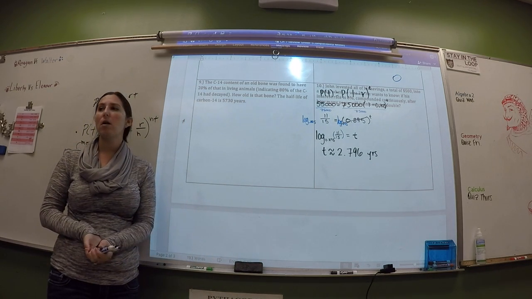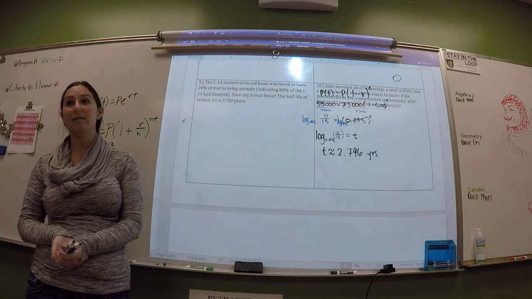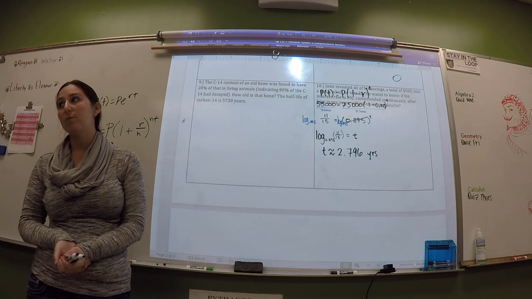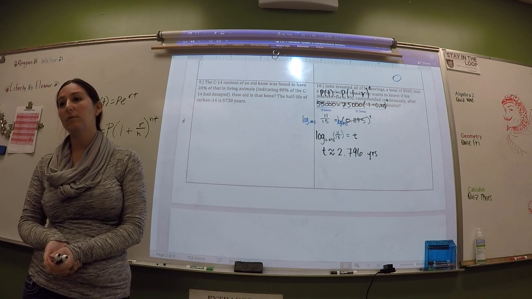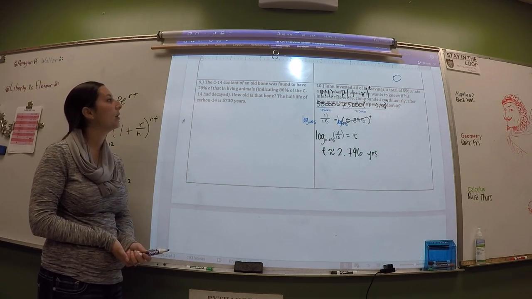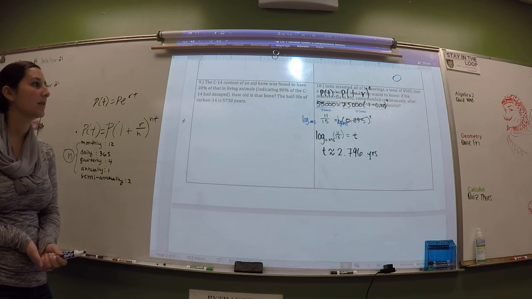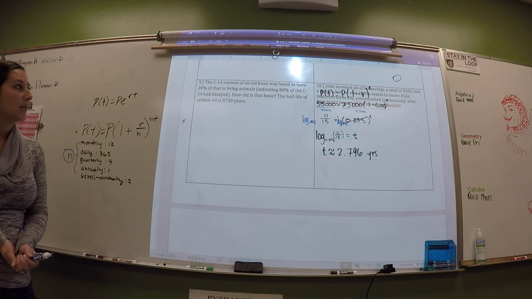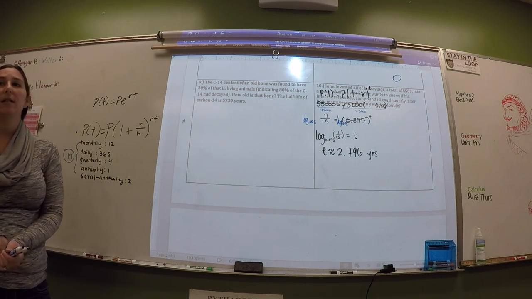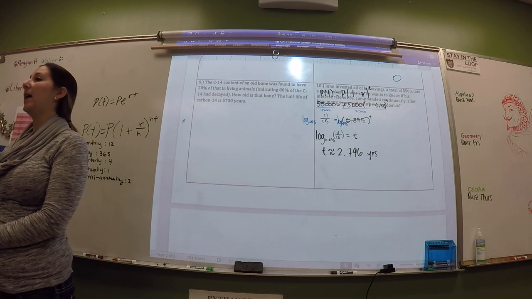Okay, carbon 14. I am promising one carbon 14 question on your test. So make sure you know the carbon 14. It says carbon 14 content of an old bone was found to have 20% of that in living animals. How old is that bone? And then it tells you the half-life of carbon 14. They give you the half-life so that you can find R, the rate of decay.